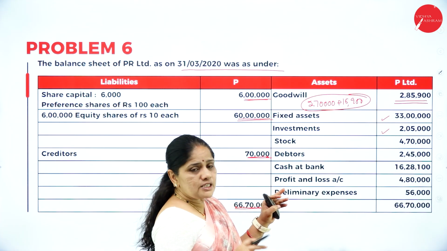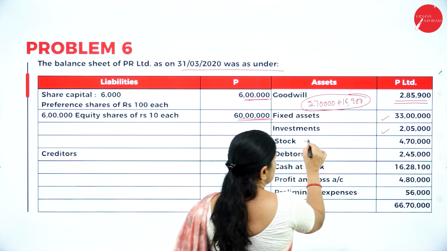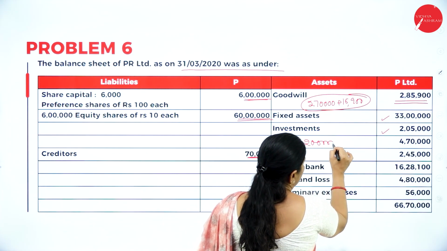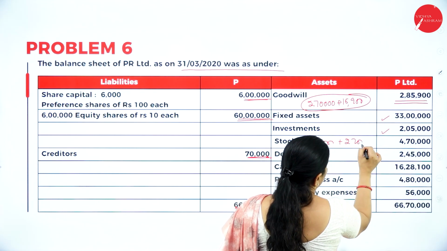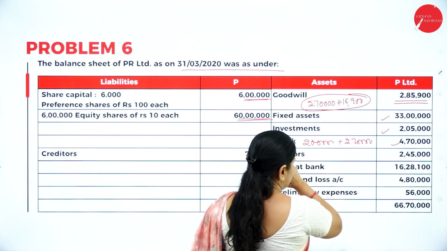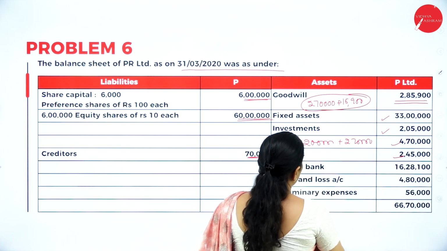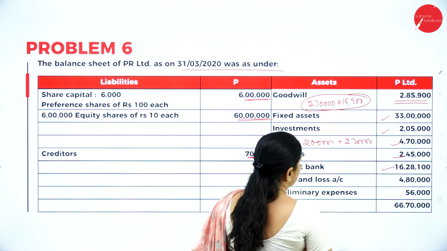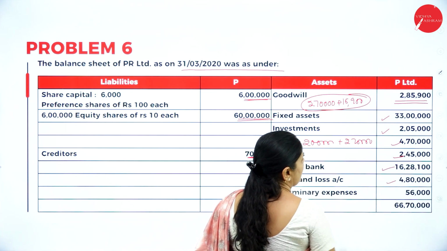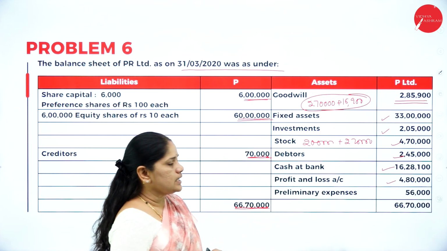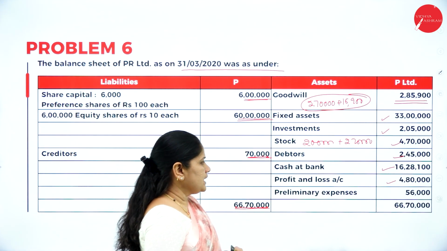Stock 2 lakhs plus 2 lakhs 70. So, it is 2 lakhs plus 2 lakhs 70. It comes up to 4 lakhs 70. Then debtors 2 lakh 45,000. Cash at bank. Then profit and loss account 4 lakhs 80,000. That is the debit balance of profit and loss account.